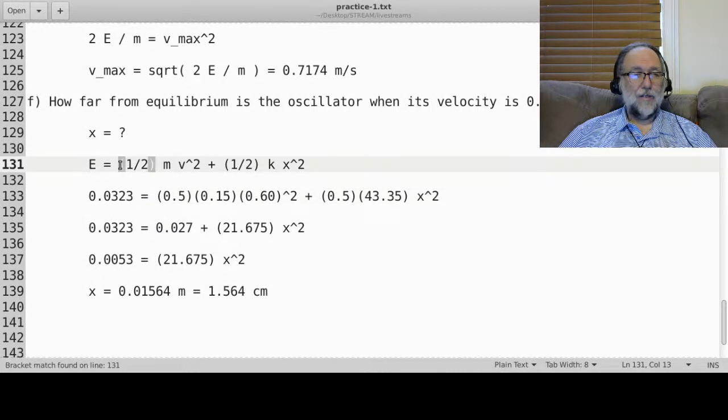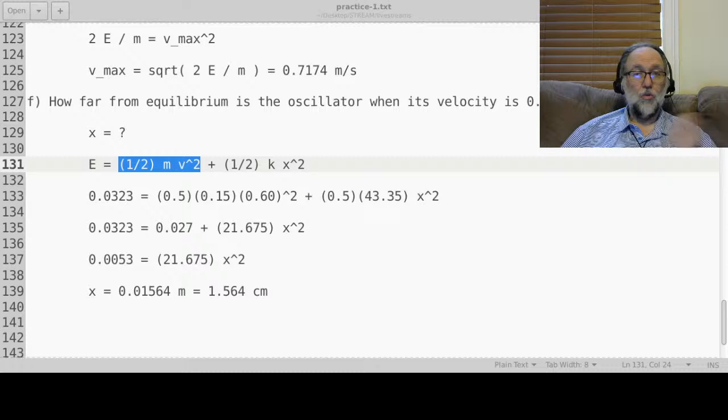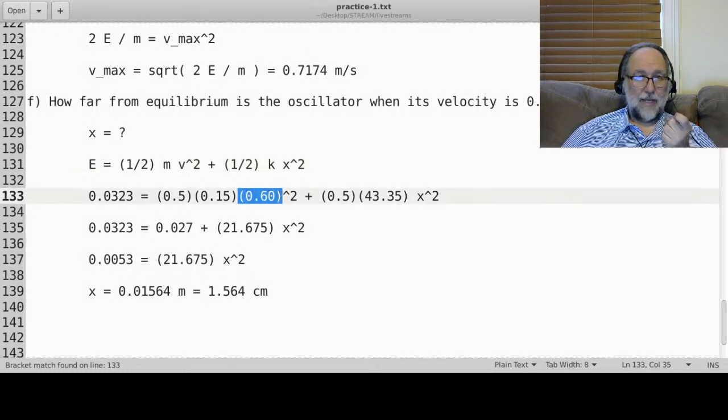That's got to equal the kinetic energy, there it is, plus the potential energy. Now for the kinetic energy, we actually have all the ingredients that we need to work it out. So that 1/2, that's 0.5. The mass, that's 0.15. I gave you that above. And the v, I told you that. At this point, whatever this x is, this thing is going at 0.6. Above I said 0.5, but now I'm saying 0.6. So over here, we put in the value 0.6 for the velocity.